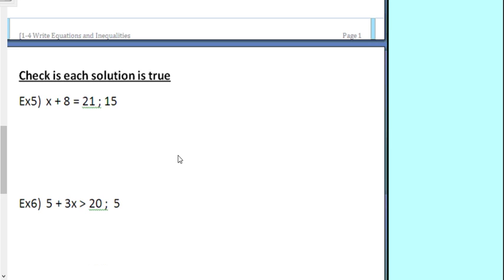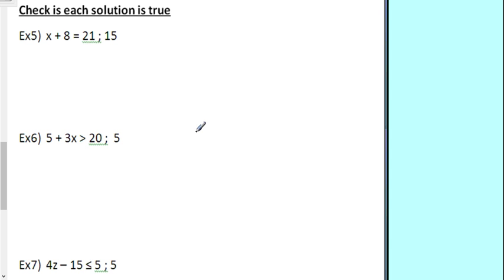Now for our last section, these are actually quite easy. They look intimidating at first. Whatever's after the semicolon is what you're going to put in for x. You're going to put that number in for x, and you're going to tell me if what's written is true or false. So let's do that. Comma 15 means try 15 for x. So we get 15 plus 8 should be equal to 21. Let's see if that's true. What's 15 plus 8? 23. Is 23 equal to 21? No, it's false.